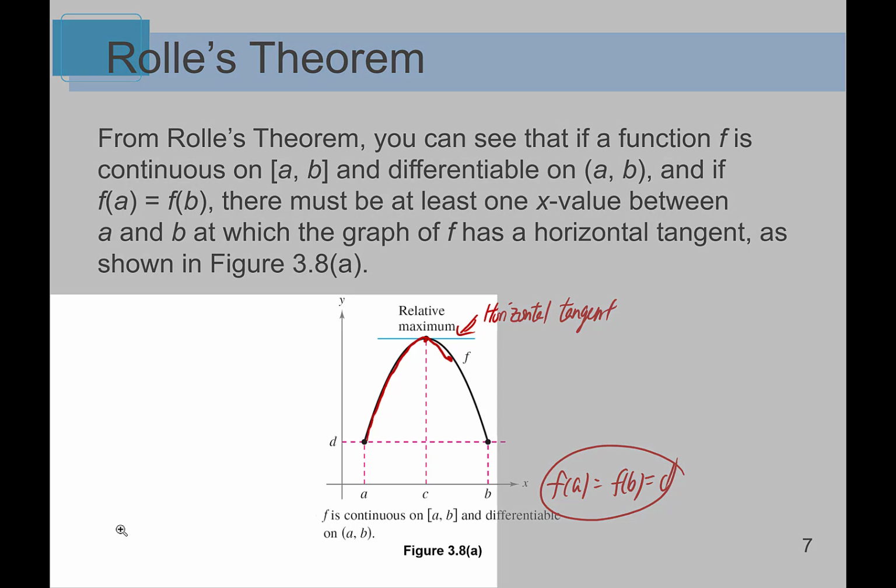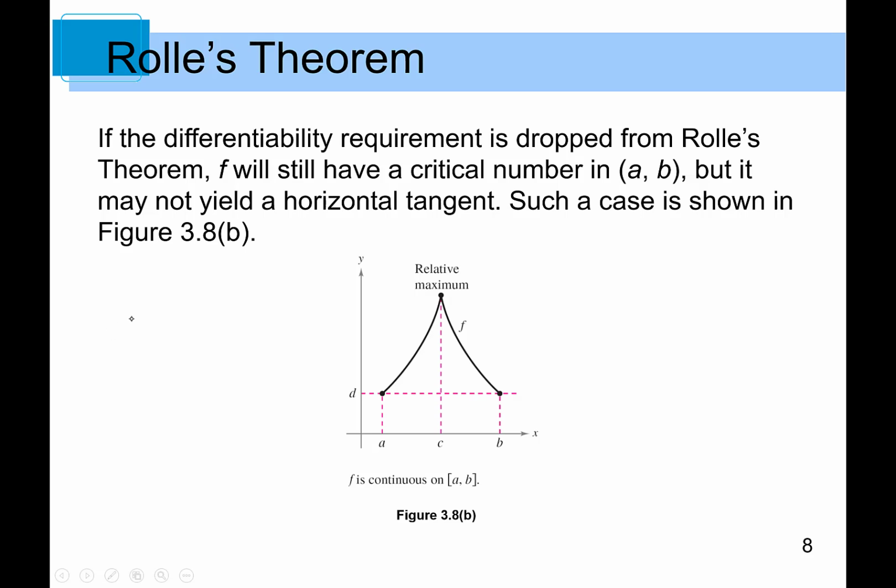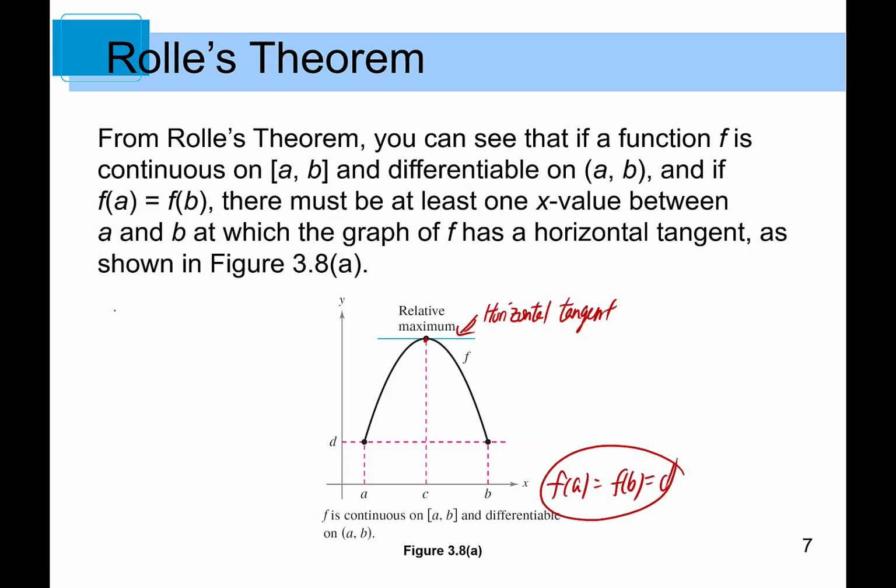So that's why we know that a horizontal tangent occurs. And a horizontal tangent in this case is the relative maximum, right? It's because it's concave downward. And I could give you another example. You can see another.